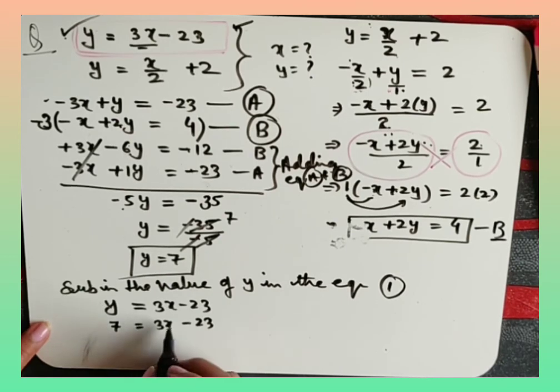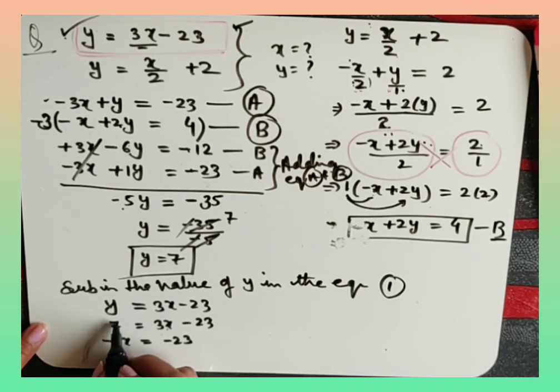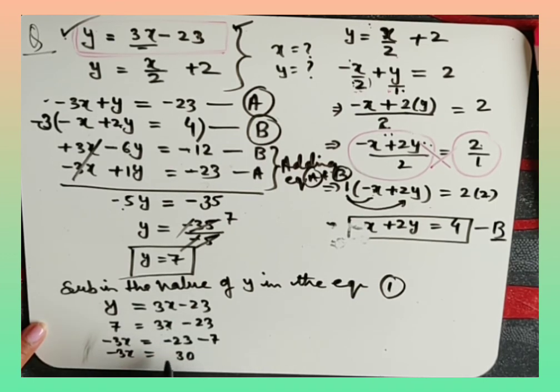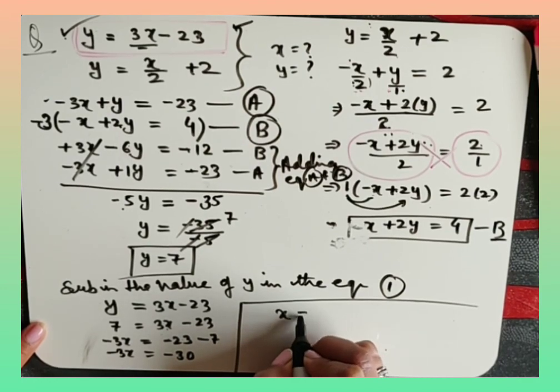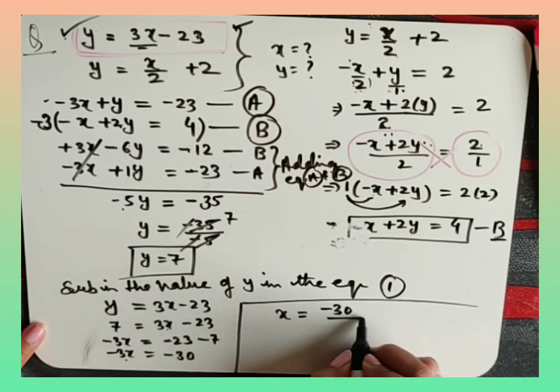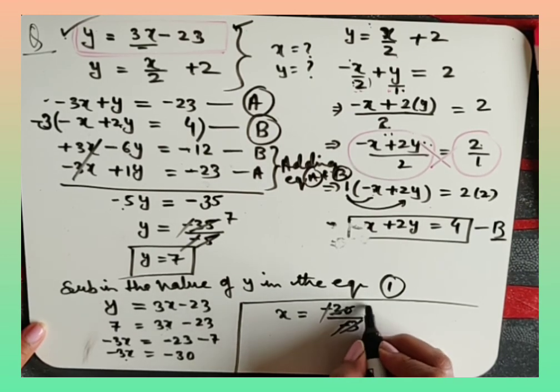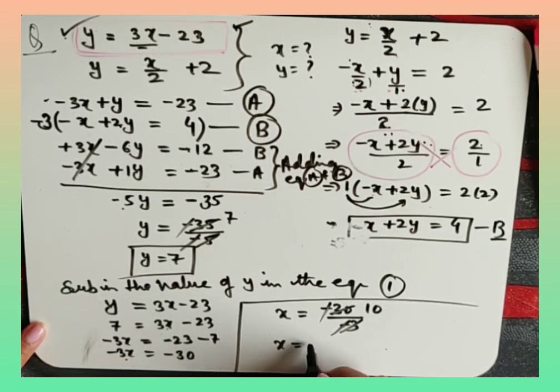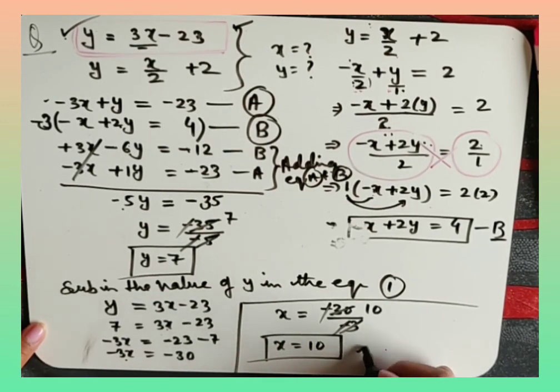Bring 3x to this side, so that will become minus 3x equal to minus 23, and this plus 7 will become minus 7 this side. So minus 3x equal to minus 23 minus 7. Both are minus, so we add: 30. If both have minus sign, add the numbers but keep the sign minus. Now we need x. So x equal to minus 30 over minus 3. So minus will cancel. 3 multiplied by 10 is 30. So x equal to 10 is the value.